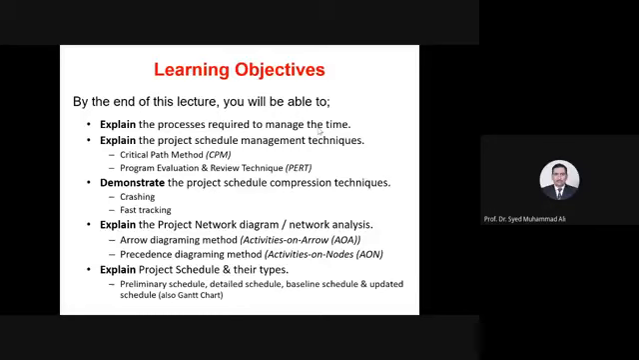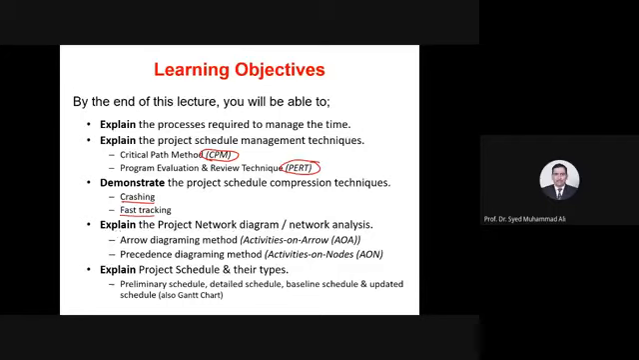Okay. So by the end of this lecture, you should be able to explain the process required to manage the time, explain the project schedule management techniques. It is important. One is the critical path method. The other one is called program evaluation and review technique, which is called PERT. We have read about these in the previous lecture as well, very briefly. This time we are going to study in more detail, especially the critical path method. Then we will demonstrate the project schedule compression techniques. You'll discuss what is crashing and what is fast tracking. You will find the difference between the two.